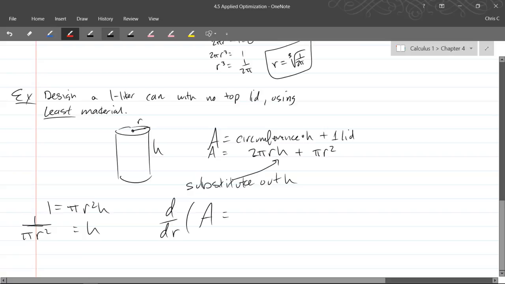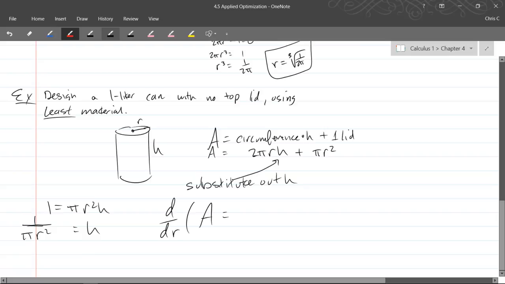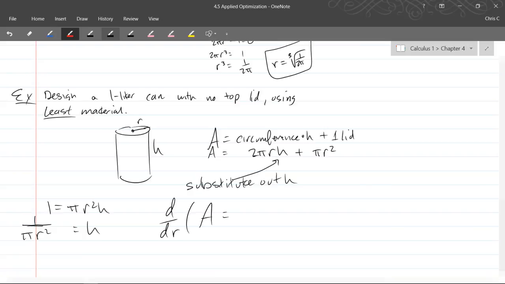And once you have that function of r only, take an r derivative, set it equal to 0, and tell me what r value you get. It's not going to be the same as the r value for the first part of the problem, because we don't have a second lid, so the can changes shape a little bit. I believe the radius gets a little bigger and the height gets a little smaller. It's a good time to ask questions. I'll give you about 2 minutes to do this.